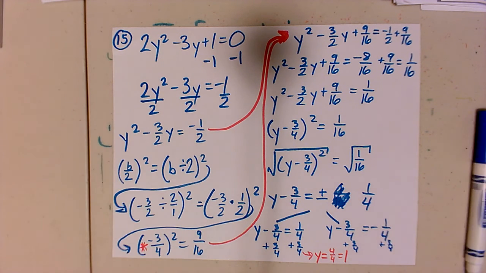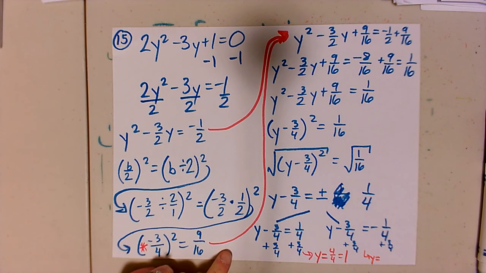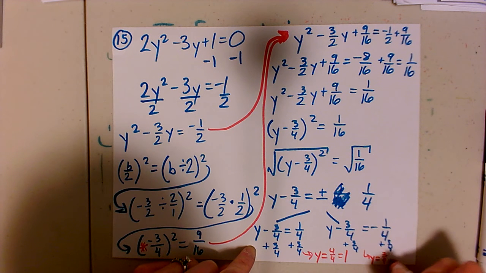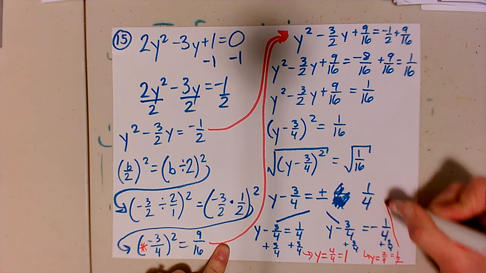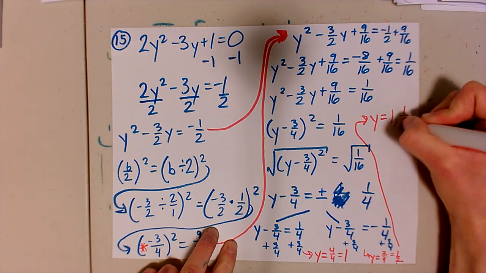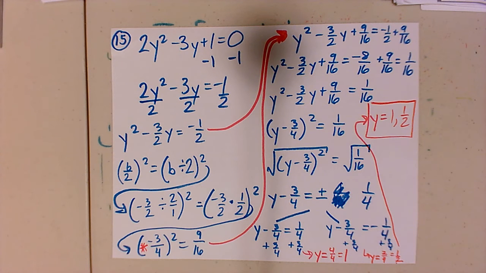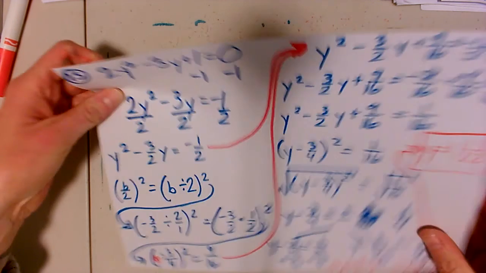Okay, and then on the other side, I would also add 3/4. So for this particular equation, I would have negative 1/4 plus 3/4. Let's see, negative 1 plus 3. That's going to give me 2/4, which is 1/2. Okay, so your two solutions here are 1 and 1/2. I'll just write this up here a little bit clearer where we have space. Y is 1 and 1/2. Okay. So let's go ahead and take a look at example 16.